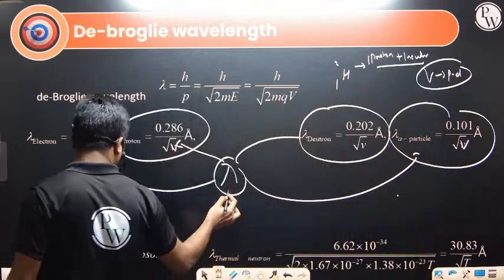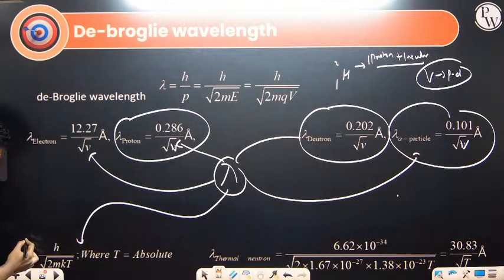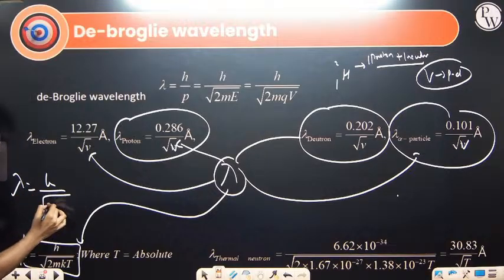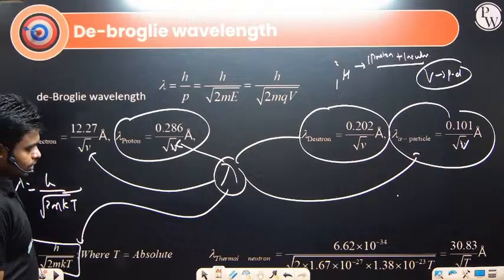Lambda for the neutron is given by h divided by under root 2 m k T. What is k here? The k is Boltzmann's constant.